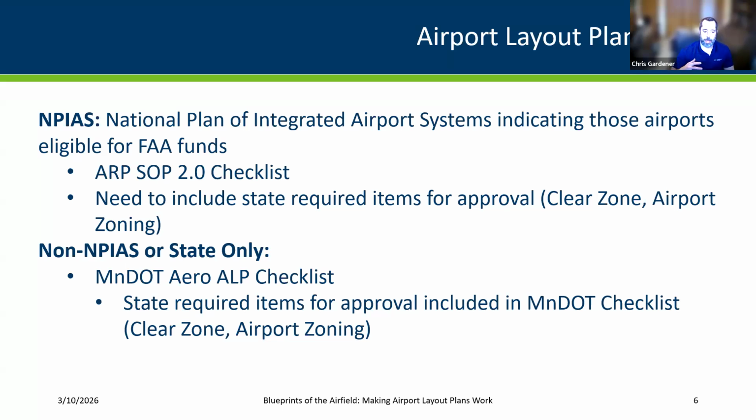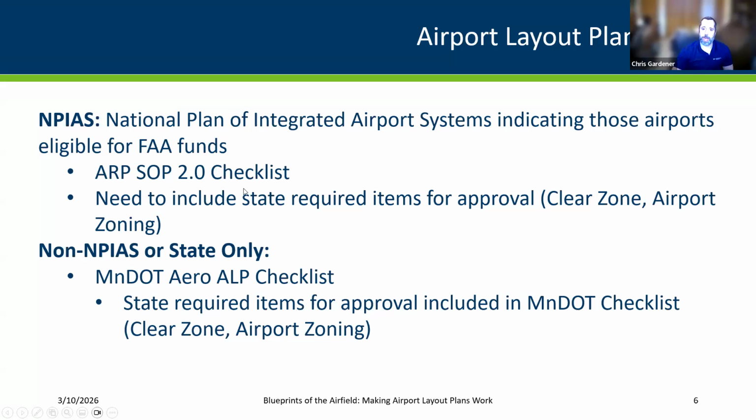The state doesn't have the exact same requirements as the FAA, so this is kind of an abridged version of the SOP 2.0 checklist, just removing some of the items that the state doesn't examine, but also includes the items that we do need, specifically clear zones and airport zoning.